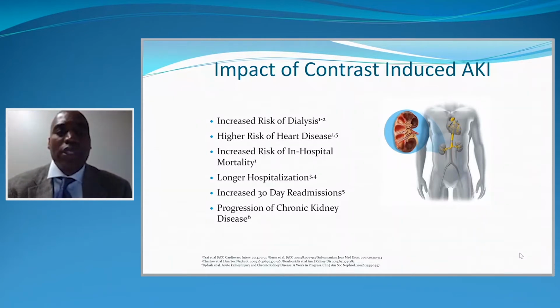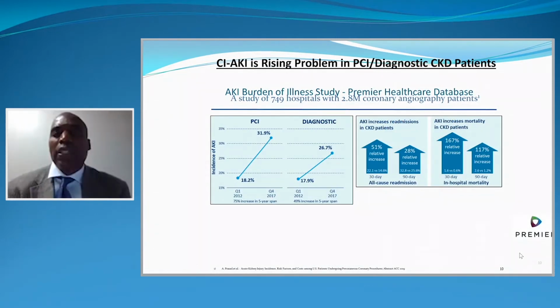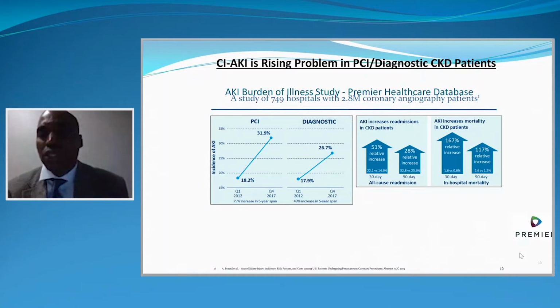Acute kidney injury increases the risk of in-hospital mortality, which leads to longer hospitalizations, 30-day readmissions, and progression of chronic kidney disease. This slide here looks at how acute kidney injury increases readmissions in patients with chronic kidney disease. At 30 days, you can see approximately a 50% relative increase in readmissions. Over 90 days, it's approximately a 28% relative increase in admissions. AKI also increases mortality in our patients with chronic kidney disease.